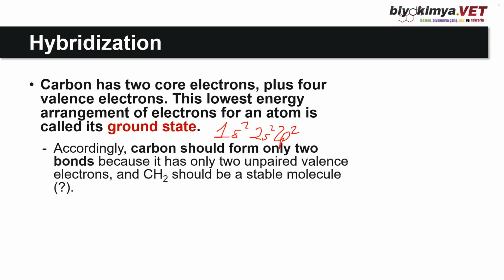Accordingly, carbon should form only two bonds, because it has only 2 valence electrons. And CH2, which is called methylene or carbene, should be a stable molecule. In reality, however, methylene is a highly reactive species that cannot be isolated under typical laboratory conditions. In methylene, carbon would not have an octet of electrons.